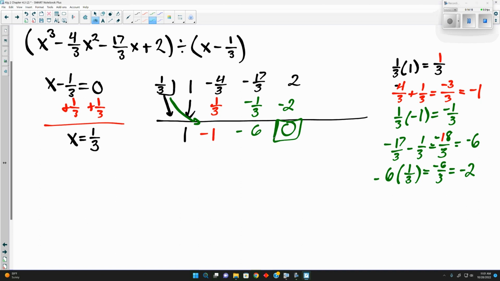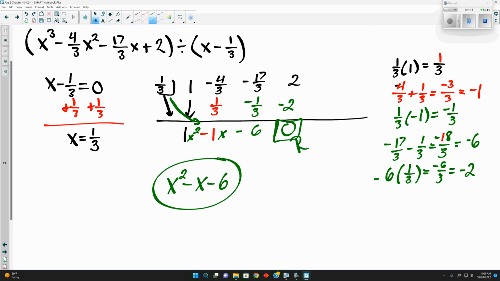And that is our remainder. -6 is the term without x. The one next to it is the term with x, and the one after that is the term with x squared. So our final answer is what? x squared minus x minus 6. Any questions on this here?